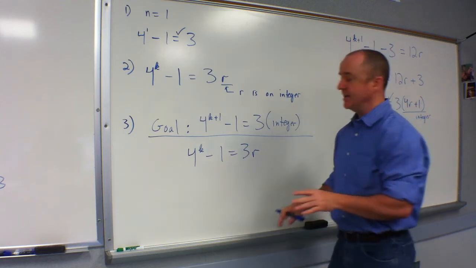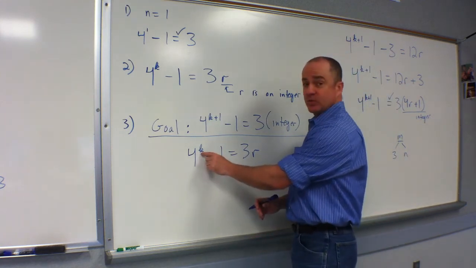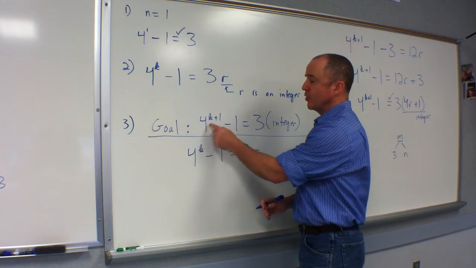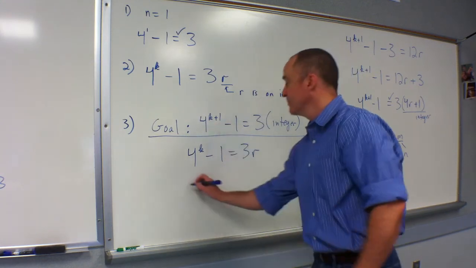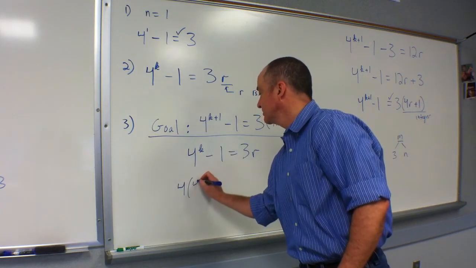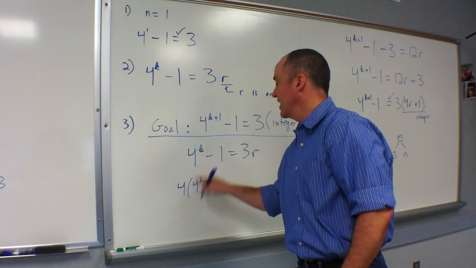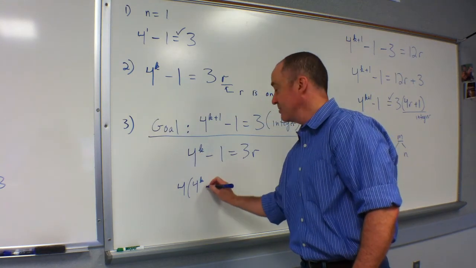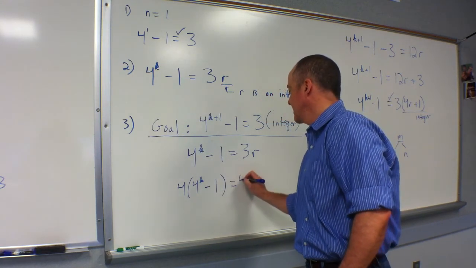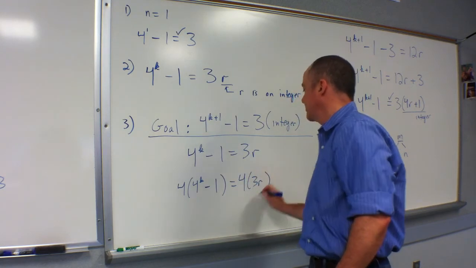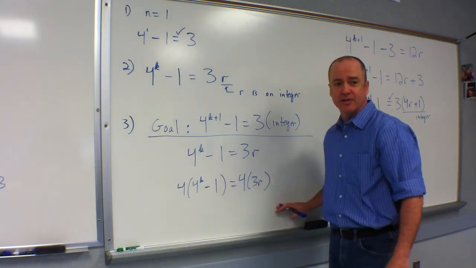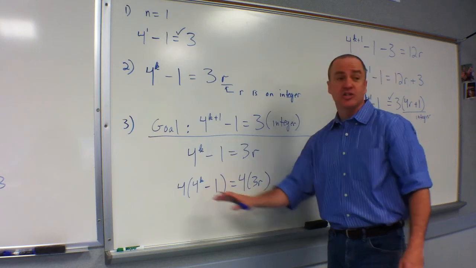Well, the only way you're going to get from 4 raised to the k to 4 raised to the k plus 1 is to multiply 4 to the k times 4. But you can't multiply one thing. Back to algebra 1 now, you can't multiply one thing by 4. You have to multiply everything by 4, both sides and each term.